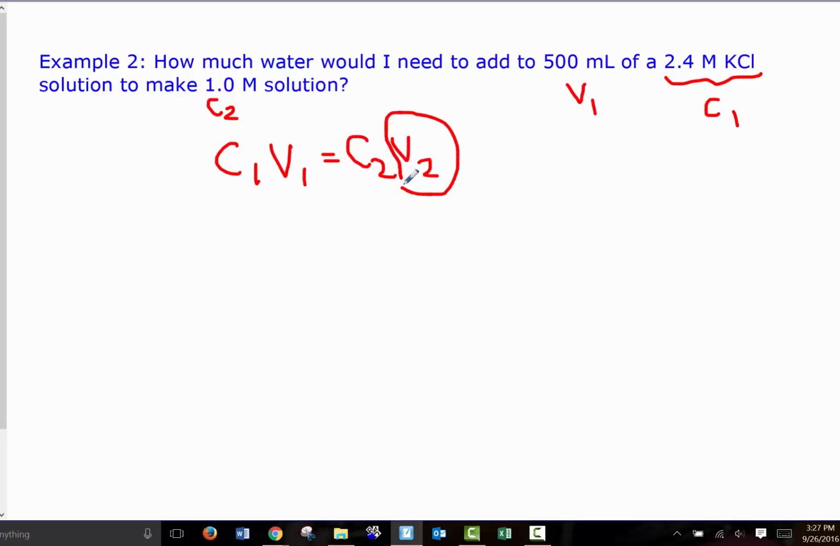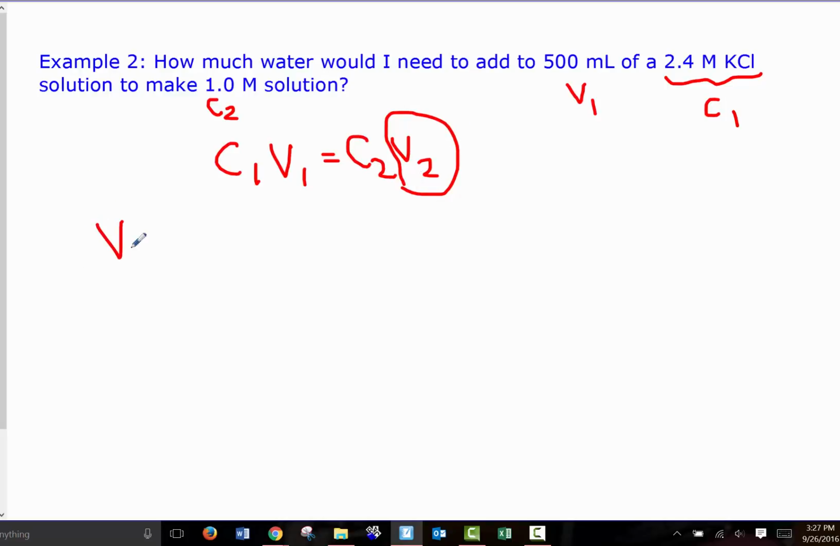What I'm really looking for here then is the V2. I'm going to have to find that, and the question's asking me how much water do I need to add to the 500 mL. So this is not a tricky question, we just have to think about it. First, I've got to figure out what my final volume is going to be, so I've got to solve for V2. After I've done that, I can quickly and easily figure out how much water I added, because I know I started with 500 mL and I ended up with whatever my final volume is going to be. By subtracting the difference, I can figure out how much water I added. So let's go ahead and start by solving for V2.